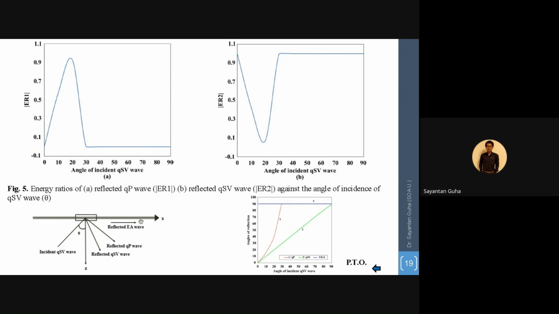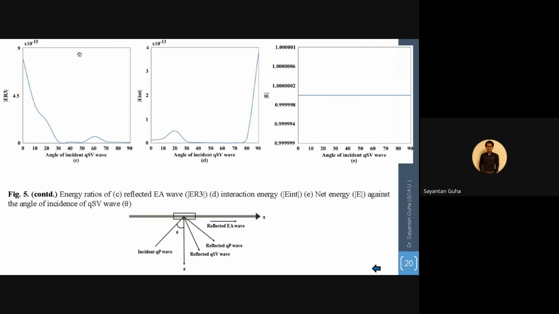Now we see that as theta increases and takes the value 29 degrees, the QP wave, being an evanescent surface wave, loses all energy. So at theta equal to 29 degrees and beyond, the energy of the reflected QP wave is 0, and the energy of the QSV wave is 1. Similarly, the EA wave energy has magnitude 10 power minus 15, negligible. Interaction energy is also negligible, and the sum of all energy ratios is 1, thus ensuring that the law of conservation of energy is true, and this concludes our problem.